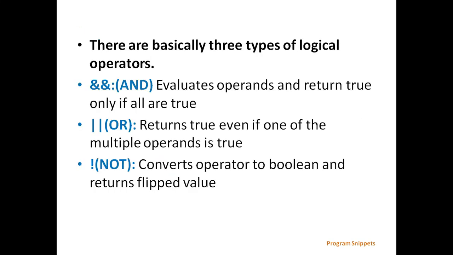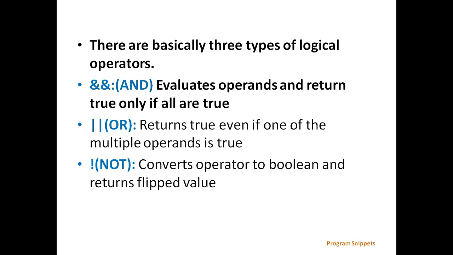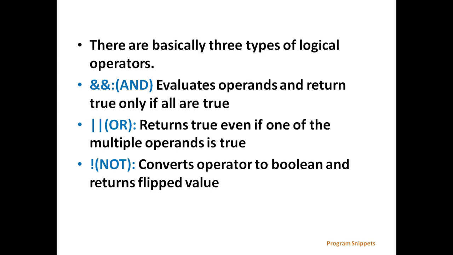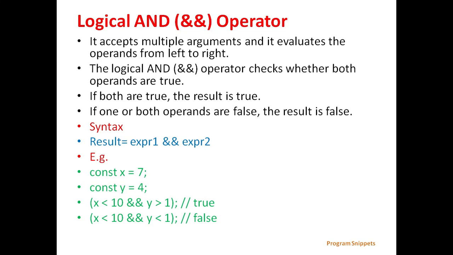There are basically three types of logical operators. First is AND, which evaluates operands and returns true only if all are true. Then OR, which returns true even if one of the multiple operands is true. And NOT, which converts the operand to Boolean and returns the flipped value. First we'll see the logical AND operator.